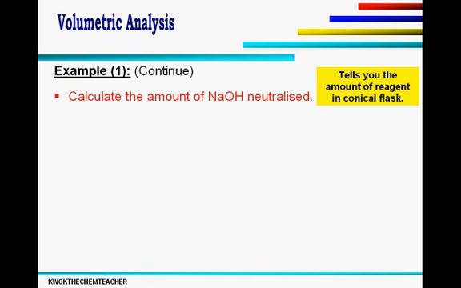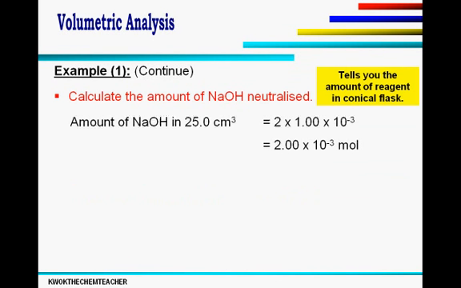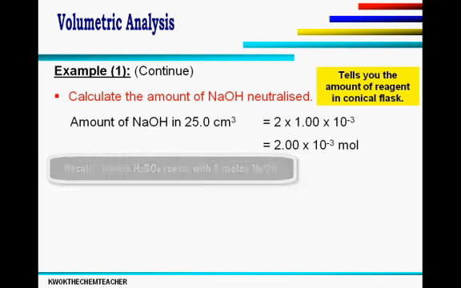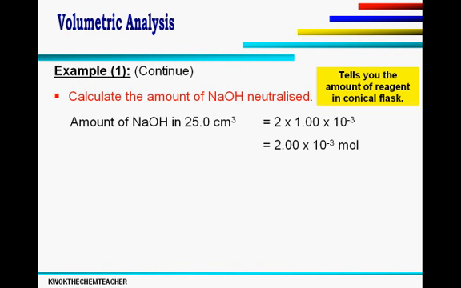Calculate the amount of sodium hydroxide neutralized. This will tell you the amount of reagent that is found in the conical flask. The amount of sodium hydroxide in 25 cm³ is 2 multiplied by 1.00 × 10⁻³ to give us 2 × 10⁻³ moles of sodium hydroxide. This we can obtain because 1 mole of sulfuric acid reacts with 2 moles of sodium hydroxide. Hence, the amount of sodium hydroxide in 25.0 cm³ is twice the amount of sulfuric acid being used.